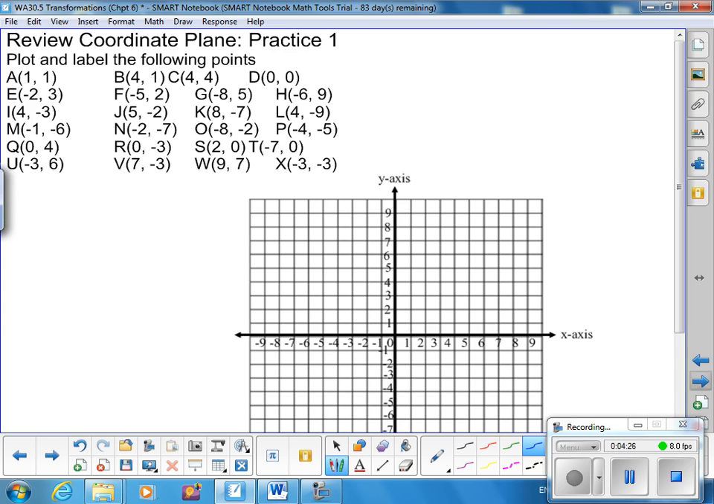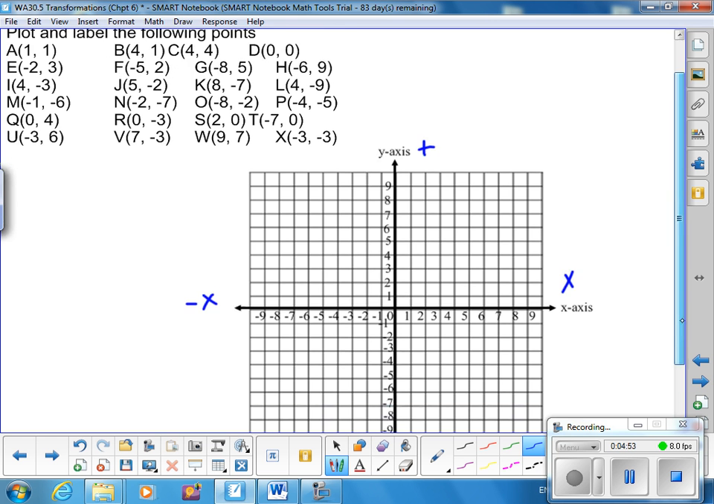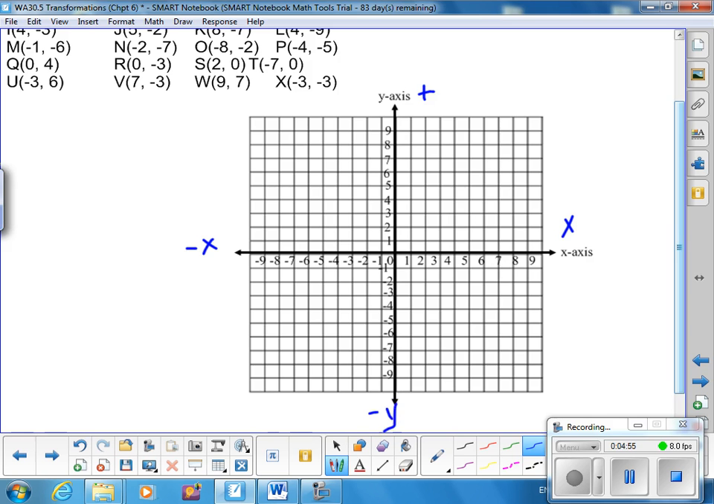Review coordinate planes. We're going to do a couple of these points, and then I'll leave the rest of them for you to practice. When we are looking at a coordinate plane, x is always going horizontally, y is always vertically. The positive x are over here. The positive y's are up here. The negative x is over here. And the negative y's go this direction.